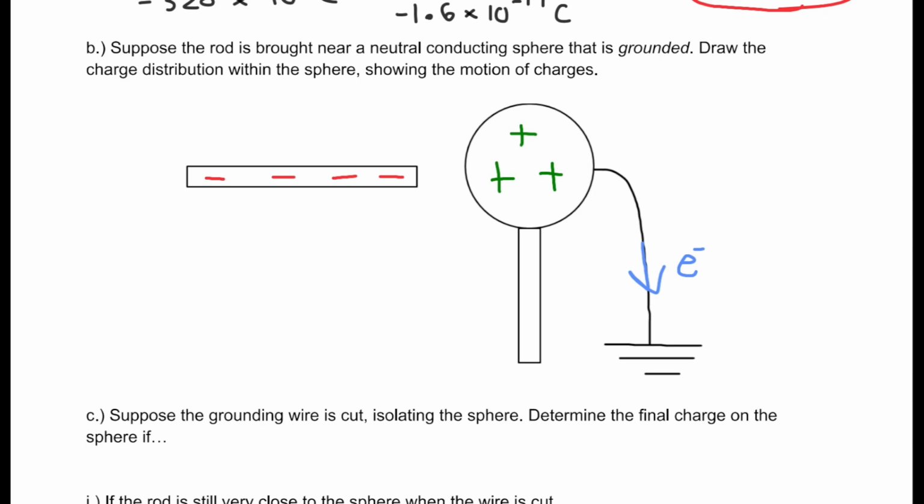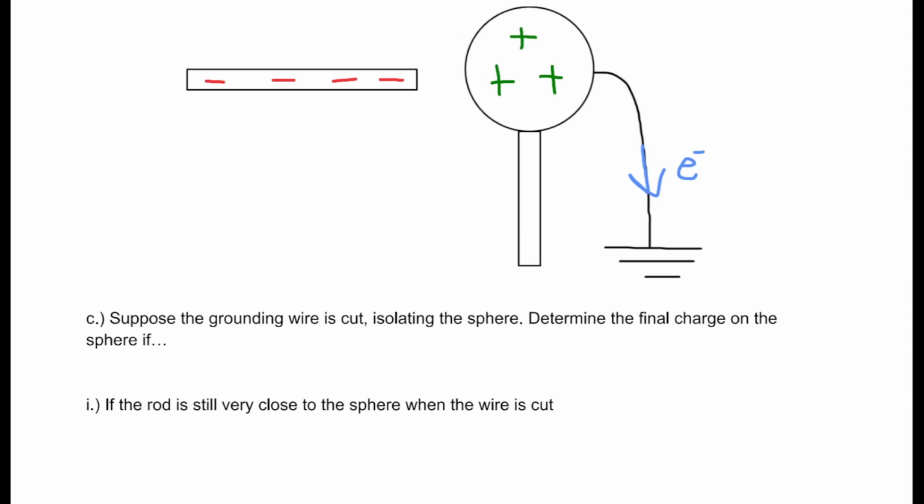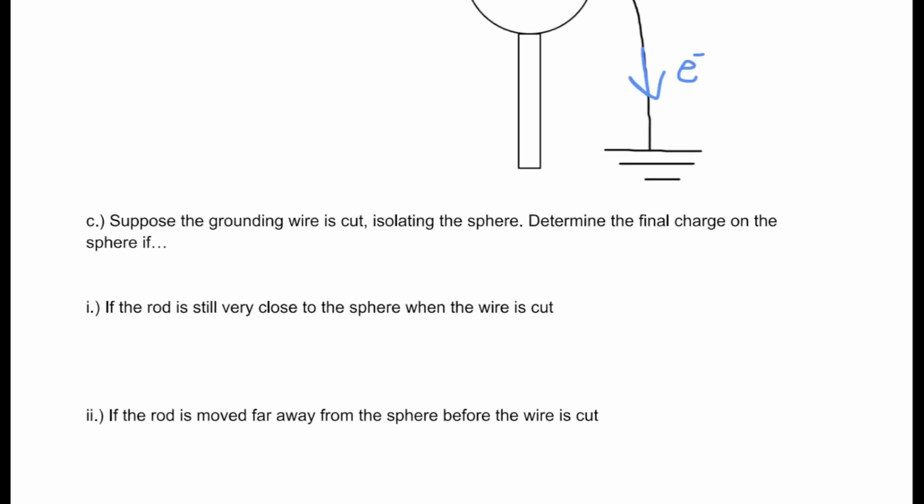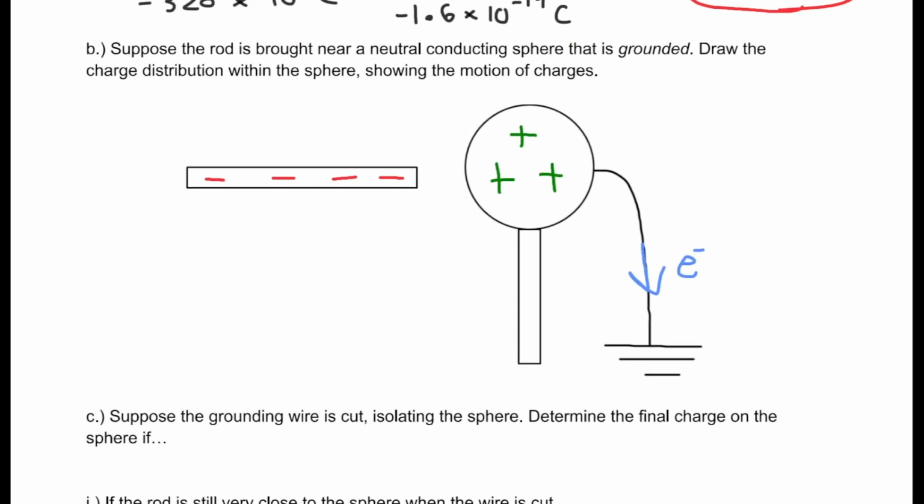And now we're going to cut the wire and look at what happens to the charge distribution in the sphere and figure out its sign depending on when we remove the rod. So first, we're going to look at what happens if we just cut the wire when the rod is close. If I just cut the wire right now, clearly I'm going to have a positively charged sphere left over, because the picture is going to stay the exact same. So the sphere will end up positively charged if I just cut the wire right now.